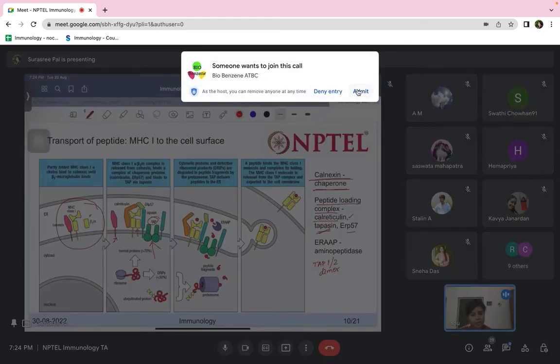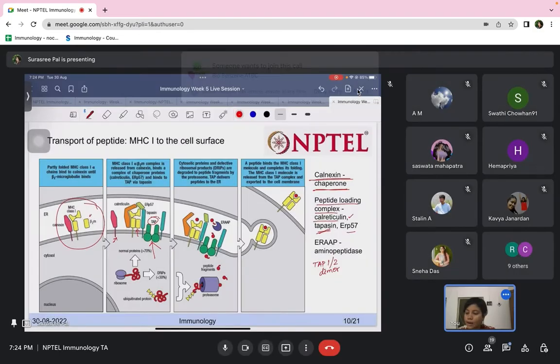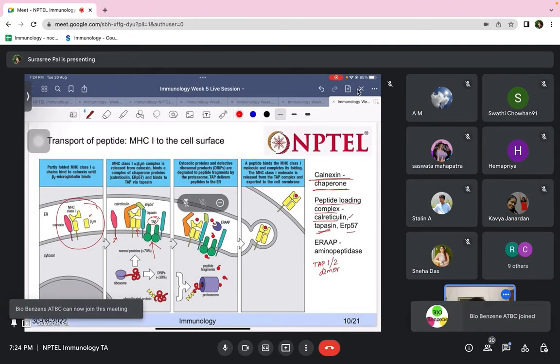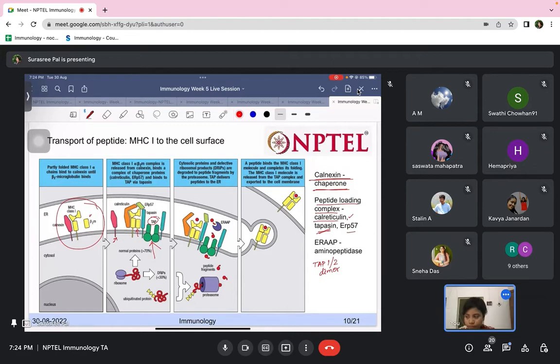And tapasin is nothing but the tap associated protein. What does it do? It creates a connection between the MHC class 1 and the TAP. So TAP and MHC class 1 are joined by the tapasin molecule. Okay, so that's the role of tapasin.